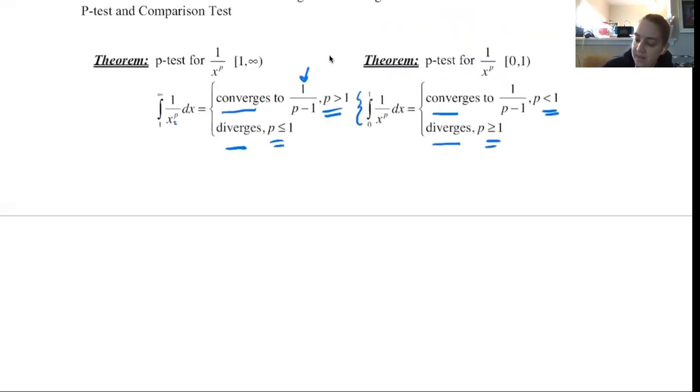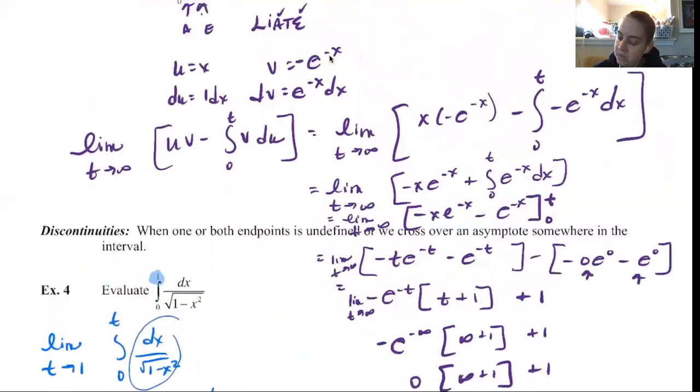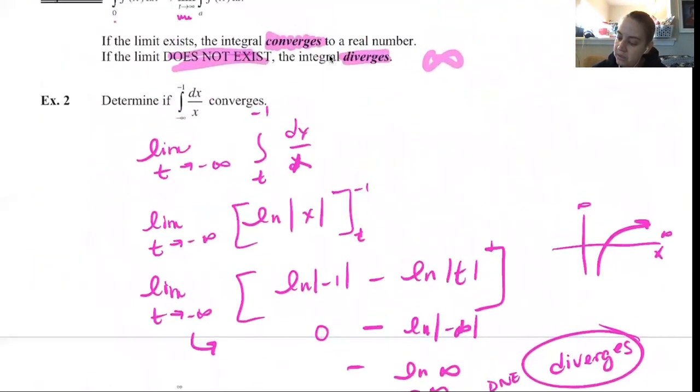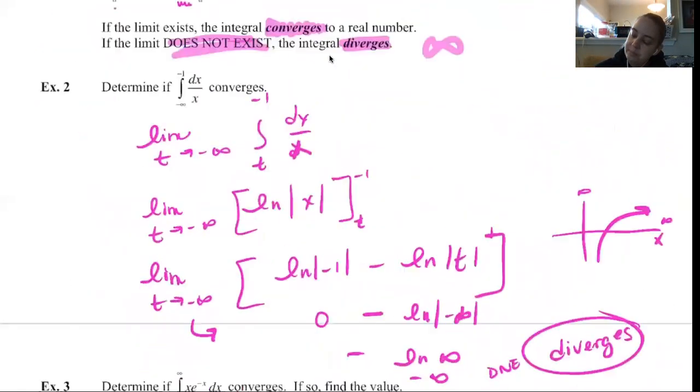So let me give you a quick example of that. 1 to infinity, 1 over x squared dx. I feel like we have that already. Because I have this 2 here for the p, that 2 is greater than 1, which is up here, I would say that it converges. And the exact value would be 1 over 2 minus 1, which would be 1. And if I look up here, didn't we already do that problem? Oh, I guess we did 1 over x. No, I did it here. The very first thing, I got a 1.